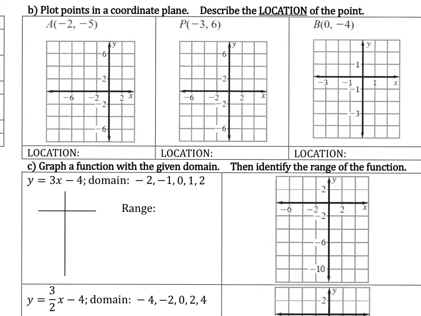Part B, plot points in a coordinate plane. Describe the location of the point. So when I plot (-2, -5), here's -2, and -2, -4, so -5 is about here. This will be my point, and I'm going to label it. And point P, -3, about here, and I'm going to move 6 units up.